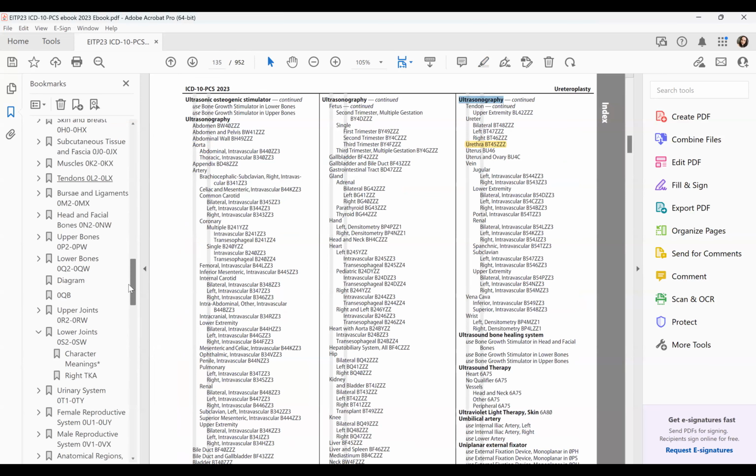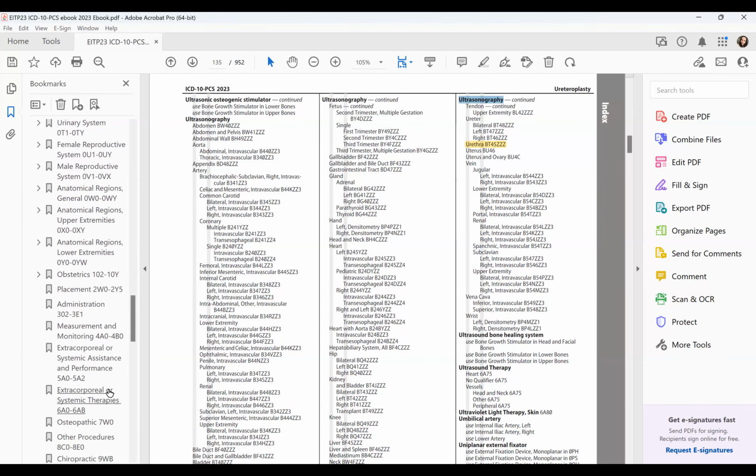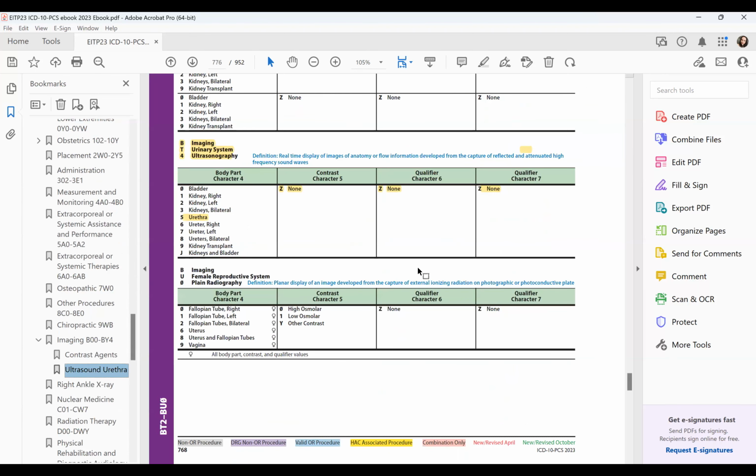Once people are very experienced, they'll go right to the table and code in PCS, but I would strongly advise that before you do that, you make sure that you have looked up these terms in the alpha. So here it is: B for imaging, T, urinary system, ultrasound, urethra, and of course, you'll note no qualifiers, no contrast. So that is our complete code.